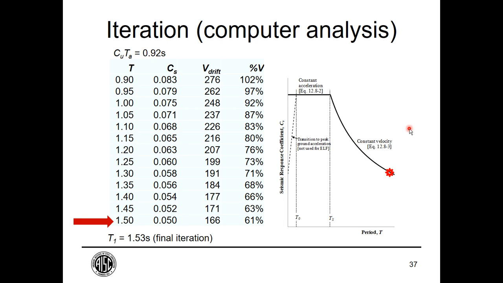And as we iterate, we would approach a period of about 1.5 seconds, a lot longer than CuTa, and a base shear of about 60% of the original base shear that we had calculated for design for strength. So much more flexible, but this is the period that gives us the force, that gives us a displacement equal to our drift limit.